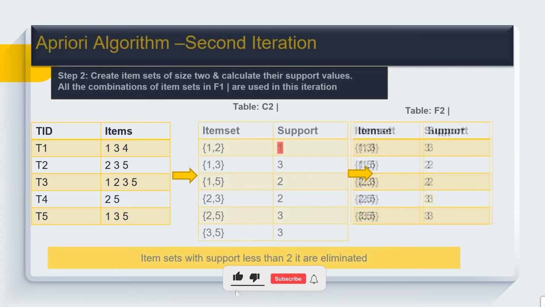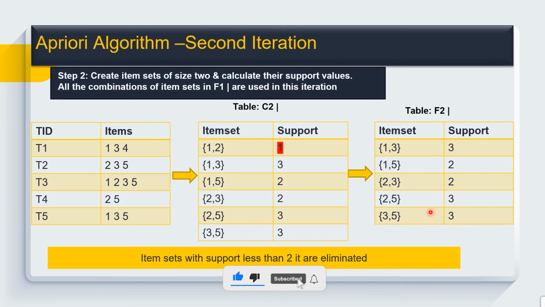Now what we are going to do is create the item lists of size 2, with all the combinations of the item sets in F1. We have left 4 behind, so we just have 1, 2, 3 and 5. The possible item sets are 1,2; 1,3; 1,5; 2,3; 2,5 and 3,5. Then again, we will calculate the support.